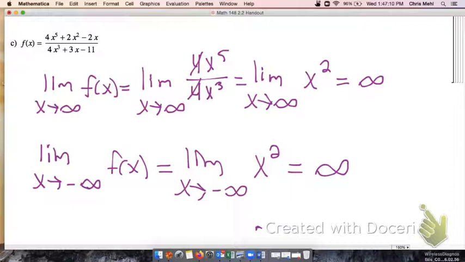Now, it is possible for both these limits to be different. One could be infinity and one could be minus infinity. It just depends on what happens after you simplify the ratio of leading terms for the numerator and denominator. But in parts A and B, in cases where the highest power in the numerator and denominator are the same, or the degree of the denominator is higher, you're going to get the same limit there as well.